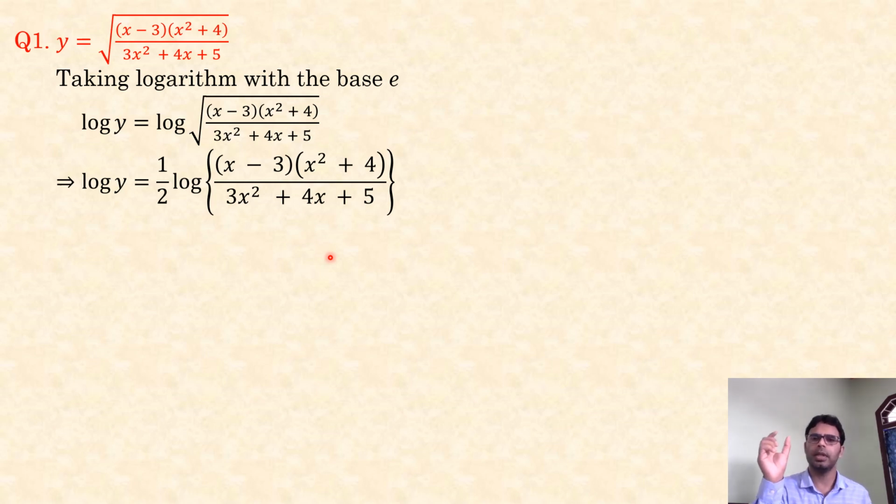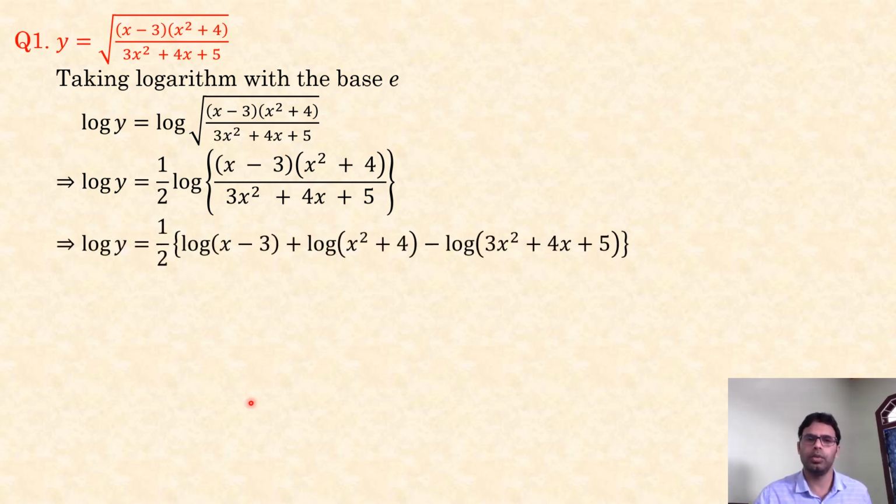That means if it is in product format inside the logarithm, then we can distribute the logarithm by taking plus between the functions, or if it is in divided form, then you write minus to distribute the expressions. So I am using that property only. So log y is equal to half, this is log of x minus 3, this is a product so plus log of x square plus 4, and this term is in the denominator, so minus log of this one.